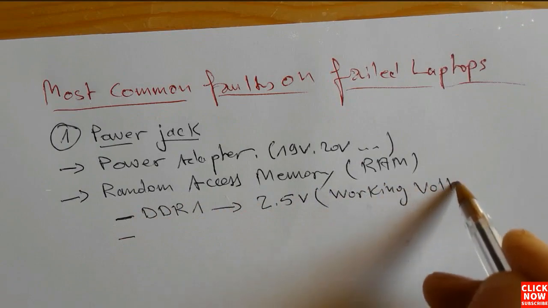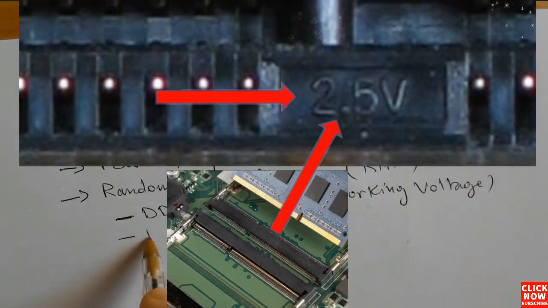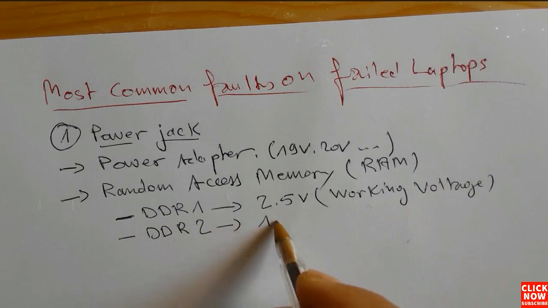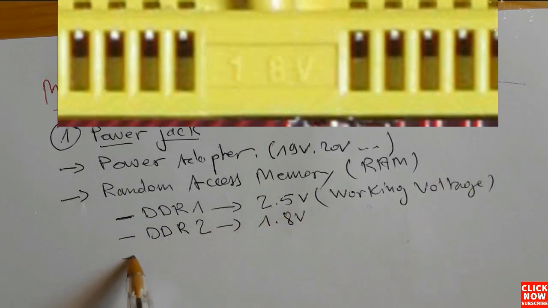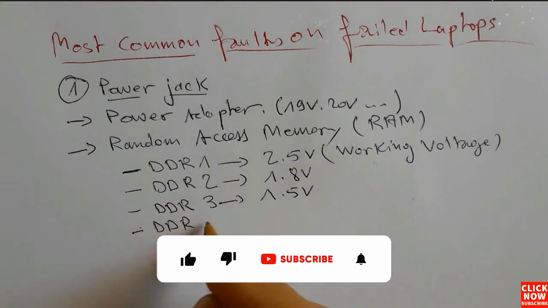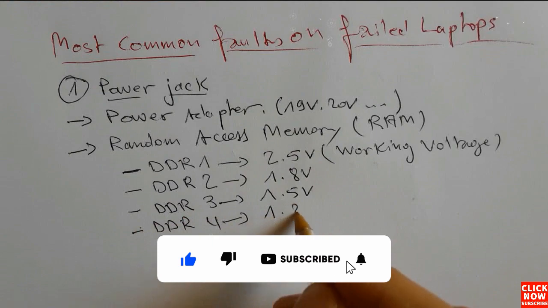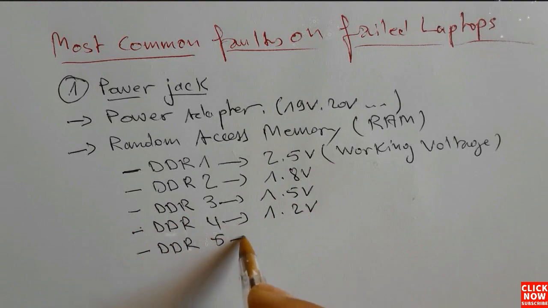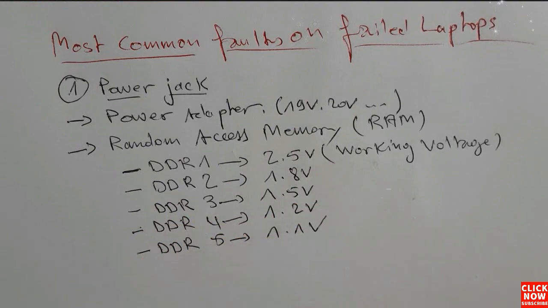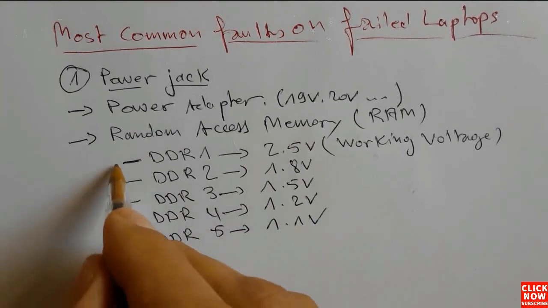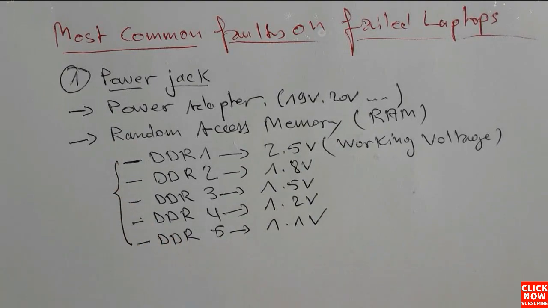For example, for DDR1 the working voltage is 2.5 volts. For DDR2 the working voltage is 1.8 volts. For DDR3 the working voltage is 1.5 volts. For DDR4 the working voltage is 1.2 volts. And for DDR5, the working voltage is 1.1 volts. You can find these voltages in the RAM slots in the motherboard, as you can see here in the image.